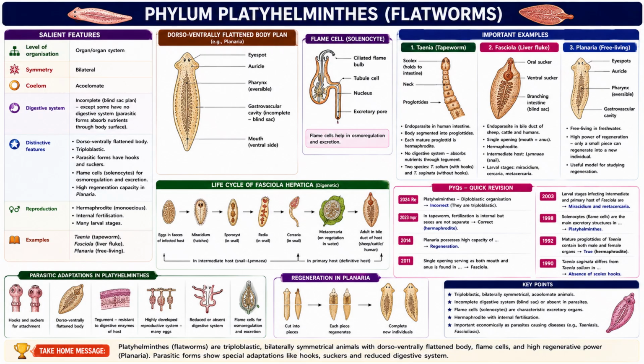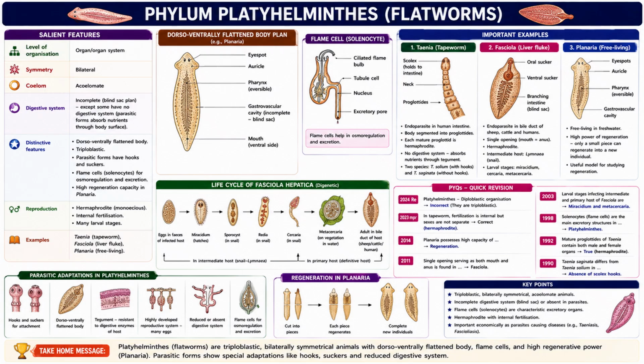Reproduction is hermaphrodite, that is monoecious, with internal fertilization and many larval stages. Examples are Taenia, the tapeworm, Fasciola, the liver fluke, and planaria, which is free living. You can see the dorsoventrally flattened body plan. There is an eye spot on the top. There is an auricle. The pharynx is eversible, and the gastrovascular cavity, that is the incomplete blind sac, can be seen there, and the mouth is on the ventral side.